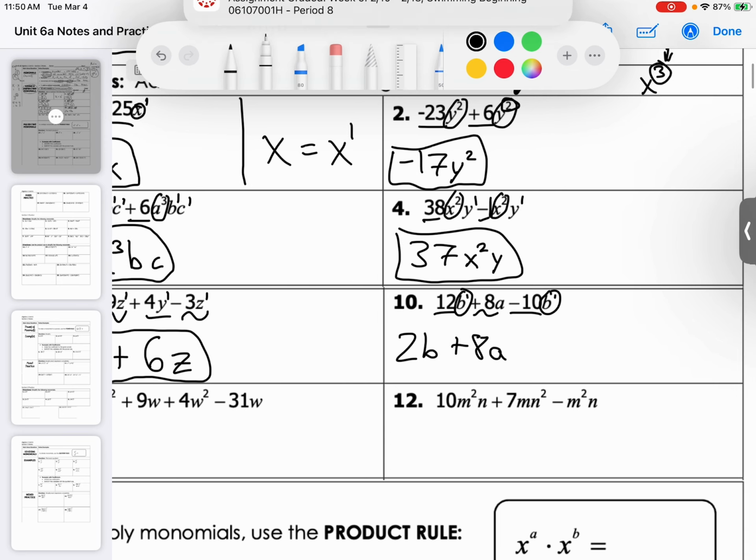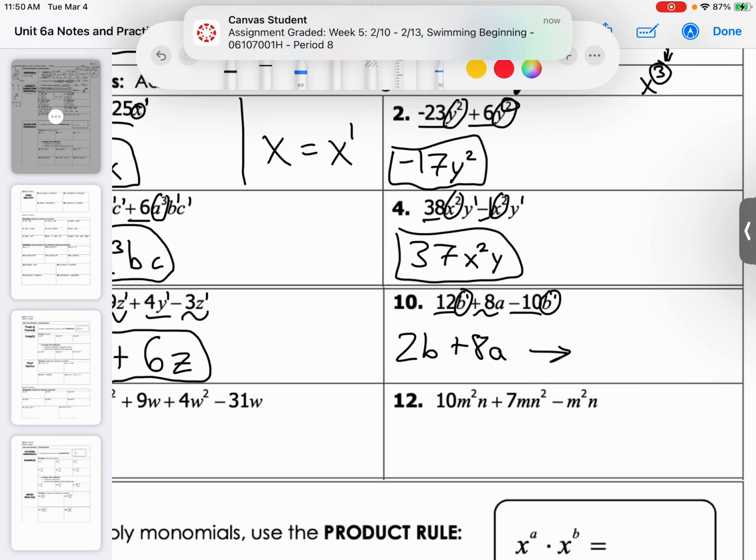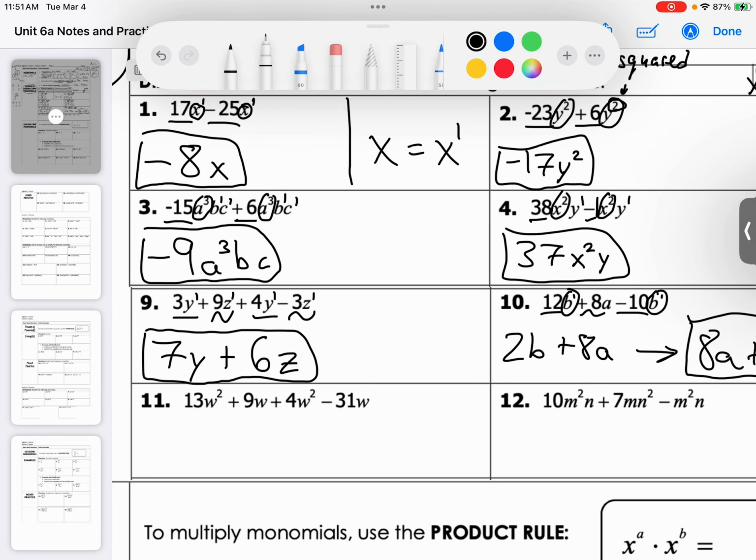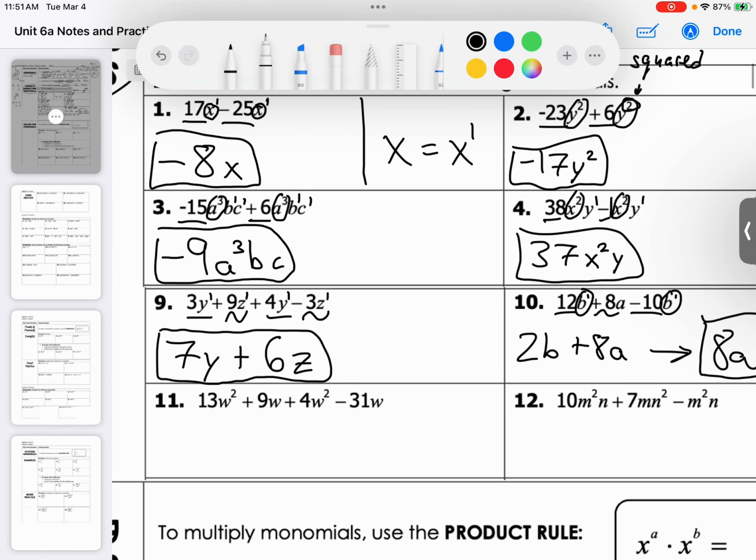Now technically on this one, we would actually write this as 8a plus 2b. We usually like to write our answers so that the variables are in alphabetical order, and so the a would go before b. But we'll talk more about that later on. So don't worry about it too much for now for the order, but just know that we would actually put the a before the b for this one. So we've got two more problems before I'm going to have you work on some practice problems on your own.